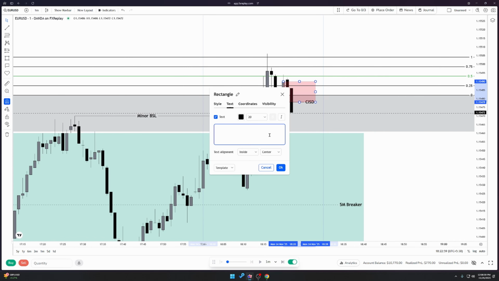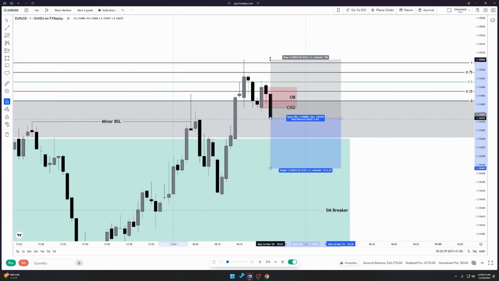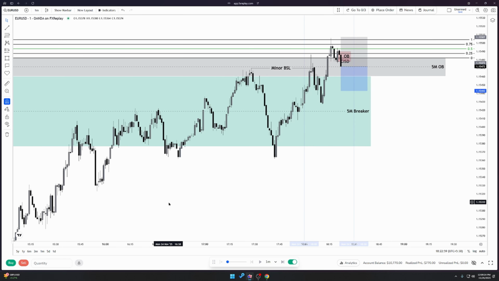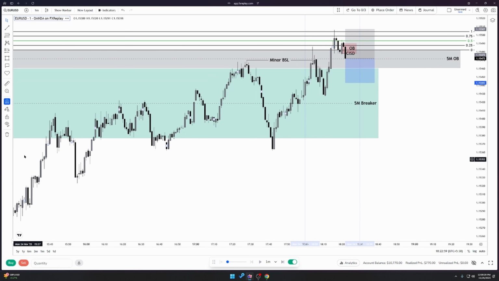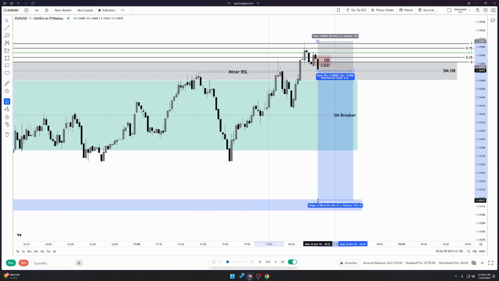A CISD also creates an ICT order block. I take a short entry here and place my stop above the high. For the target, I need the most efficient level, and that's this unfilled fair value gap. It hasn't been retraced yet, so I mark it as my primary target.